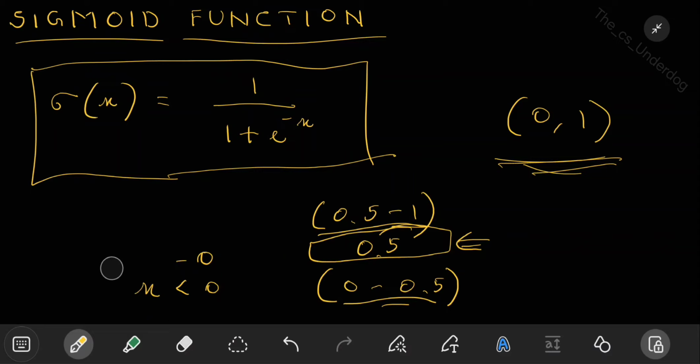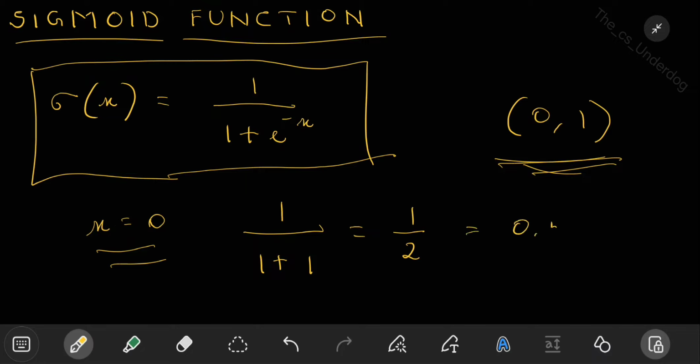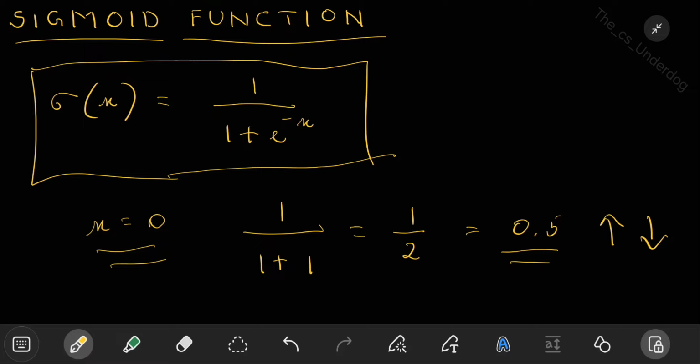So let us see how these values are coming up, okay? In case x is equal to 0, this function becomes 1 by 1 plus e power 0. What is e power 0? e power 0 is 1. So it is 1 by 1 plus 1. It becomes 1 by 2, which is 0.5. So when x is equal to 0, you already understood it is 0.5. I told you that when x is greater than 0, it goes above 0.5, and if x is less than 0, it comes below 0.5. How does that happen? Let us see from e power minus x.